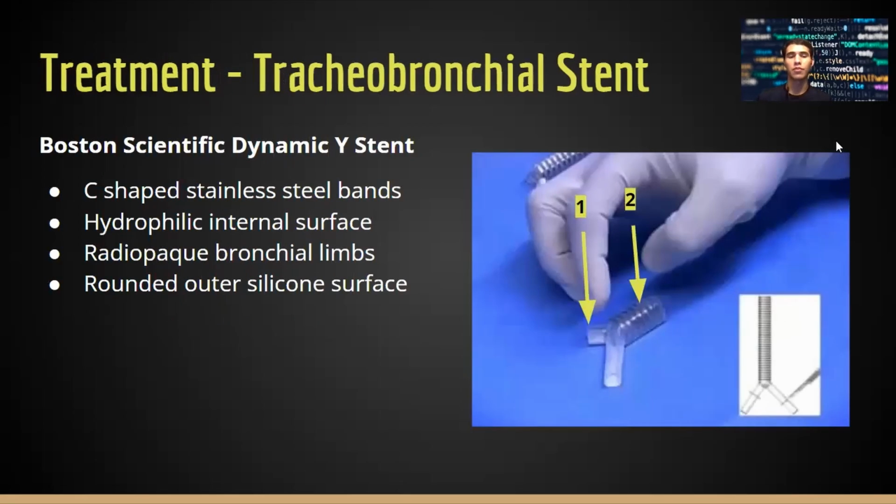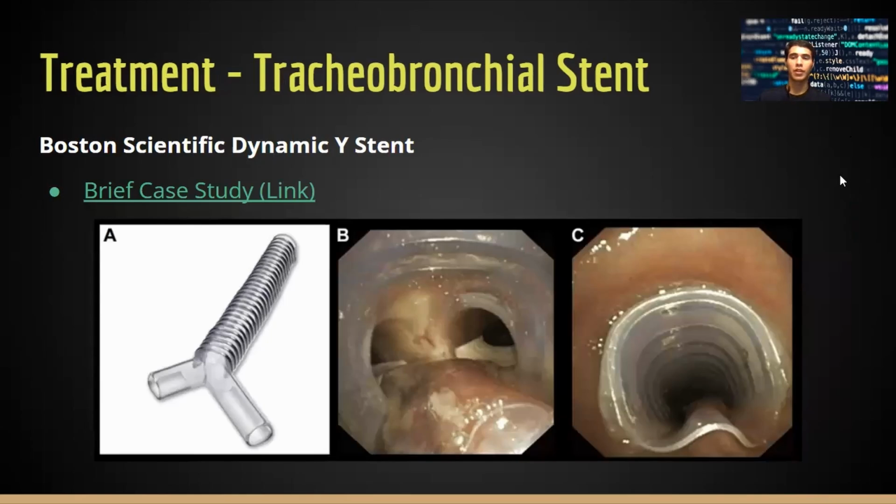But the treatment that can be used for that would be a tracheobronchial stent. It's going to basically open up that passage for the trachea. Particularly, one product that's used is the Boston Scientific Dynamic wide stent. This is the product to the right, just to get an idea of how it is to scale. Pretty small. But this is put down someone's trachea.